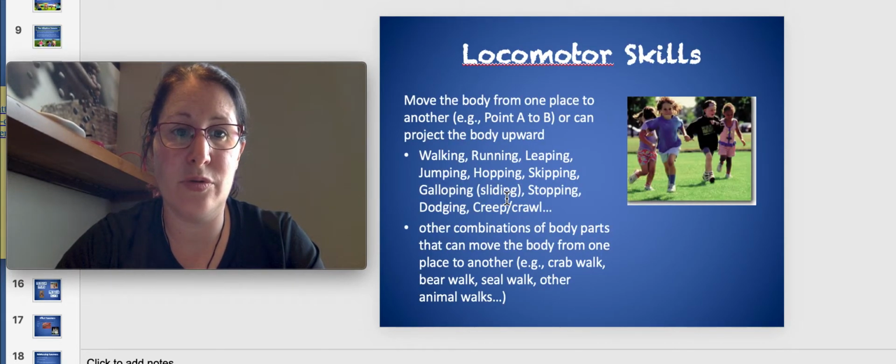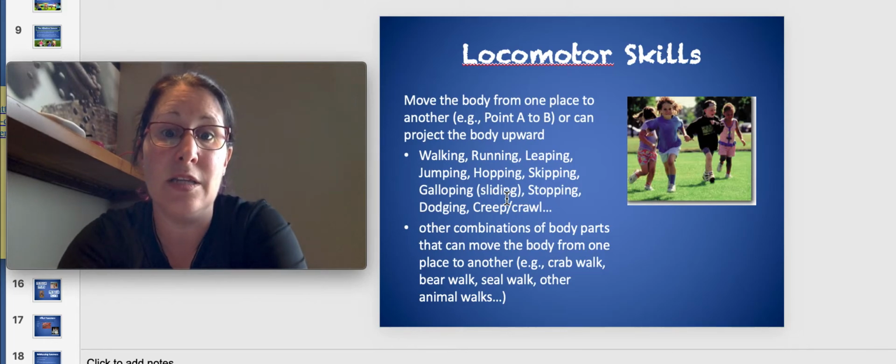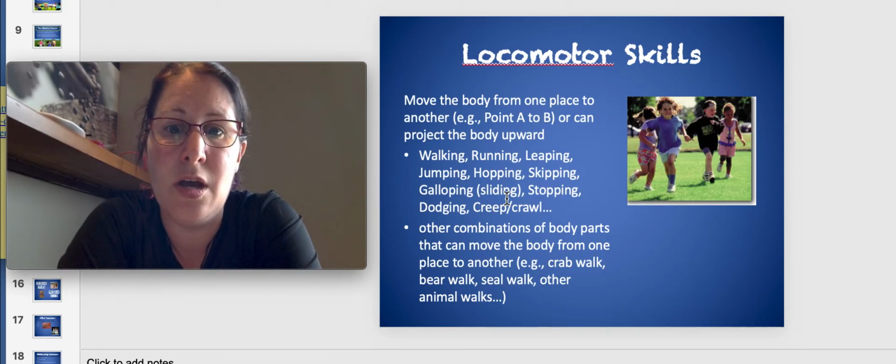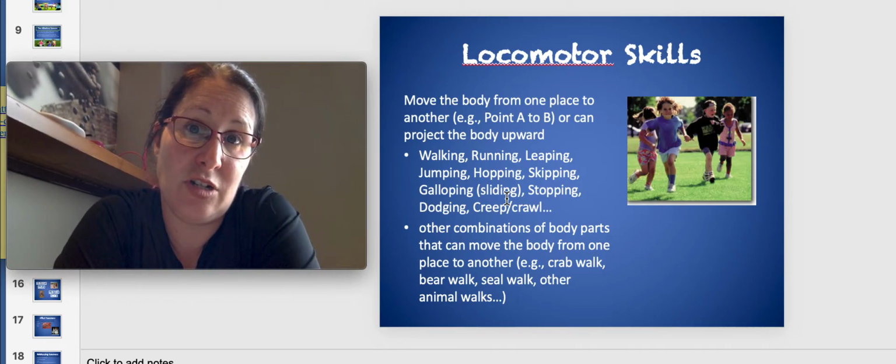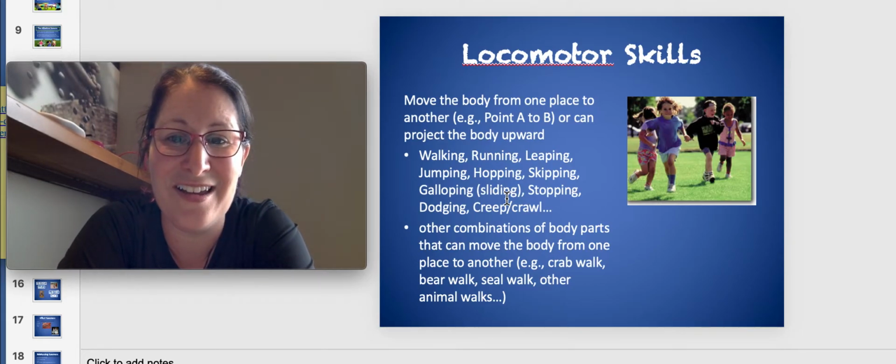So the locomotor skills, like I said, is point A to point B. Some of the fundamental movements under locomotor skills: walking, running, leaping, jumping, galloping, skipping, hopping, stopping, dodging, creeping, crawling, crab walk, bear walk, seal walk, any other animal walks.